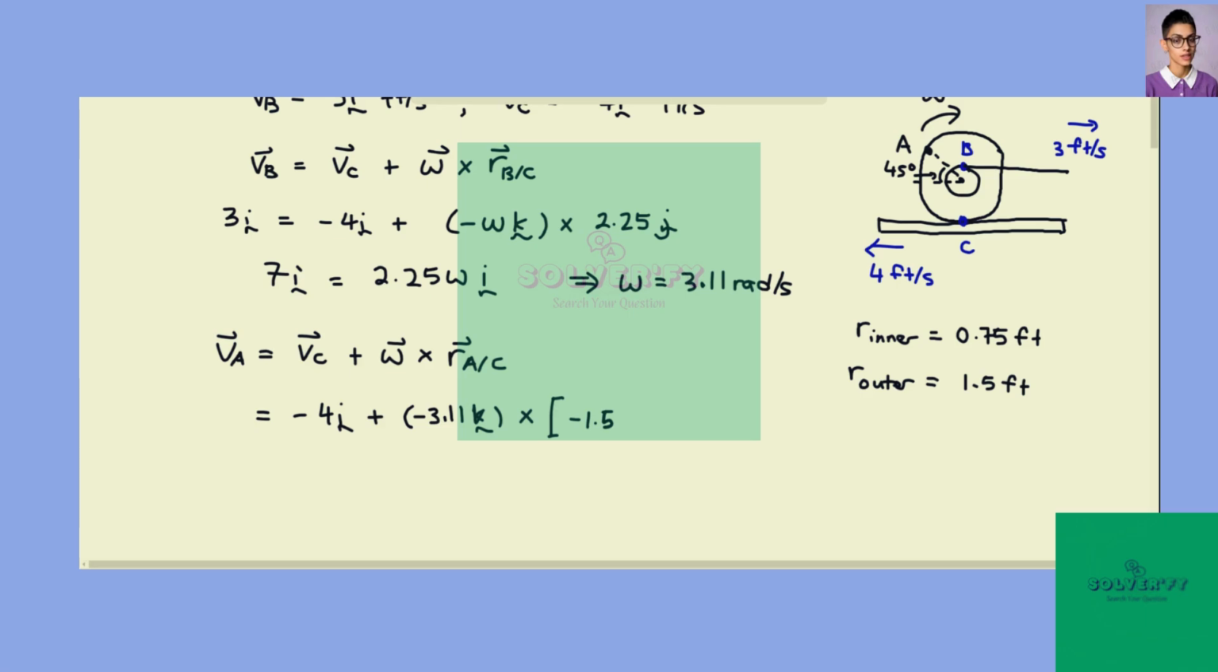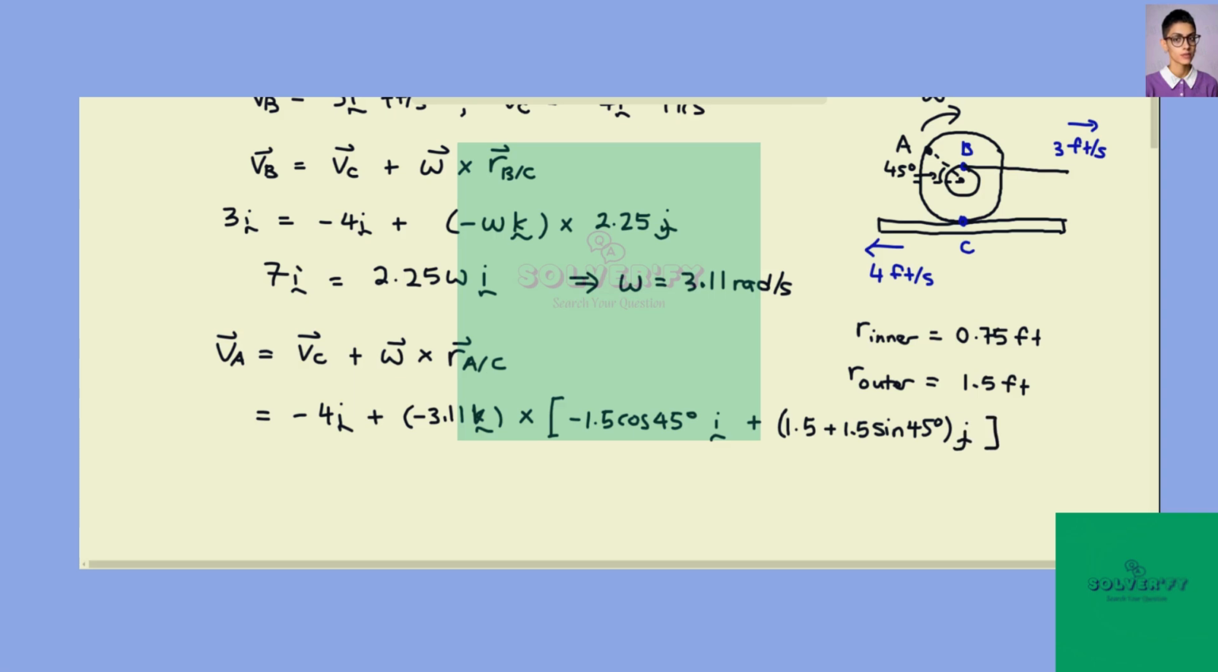The x component is 1.5 cosine 45 degrees. The radius is the outer radius, so the outer radius is 1.5 feet. From point C to point A, you need to move to the left by 1.5 cosine 45 degrees, and then you need to move up by 1.5 plus 1.5 sine 45 degrees j.